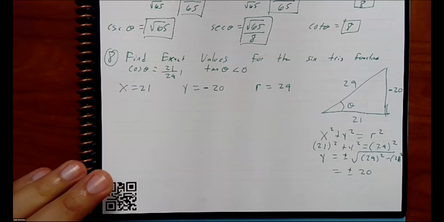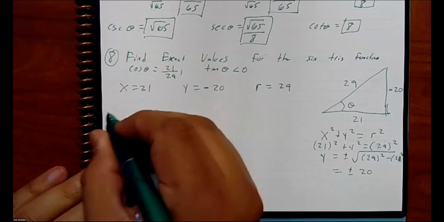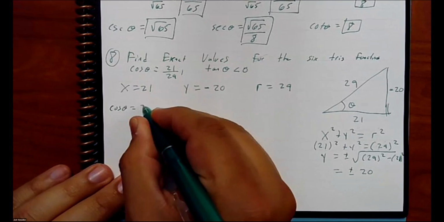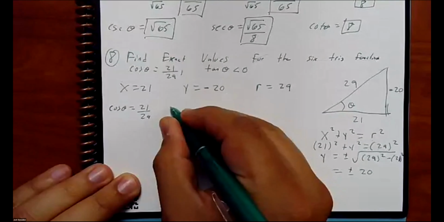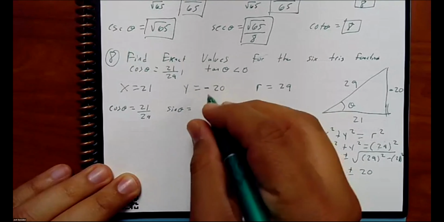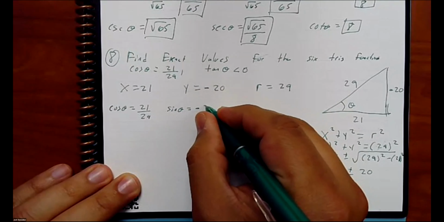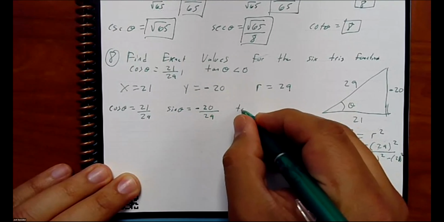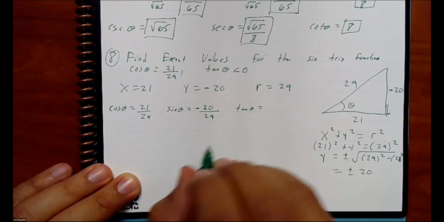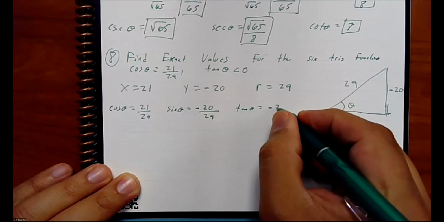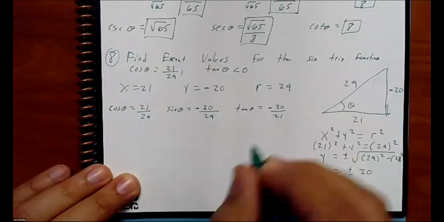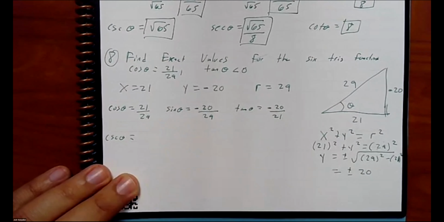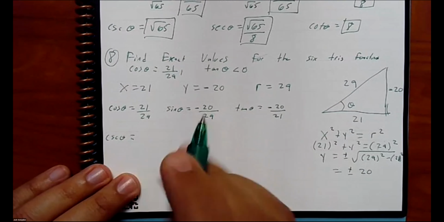So once you have that, just plug in all the stuff into your functions. We have cosine theta that was given to us. Sine theta that was equal to tangent theta. Cosecant. Let's flip them over. Oops, sorry, secant.